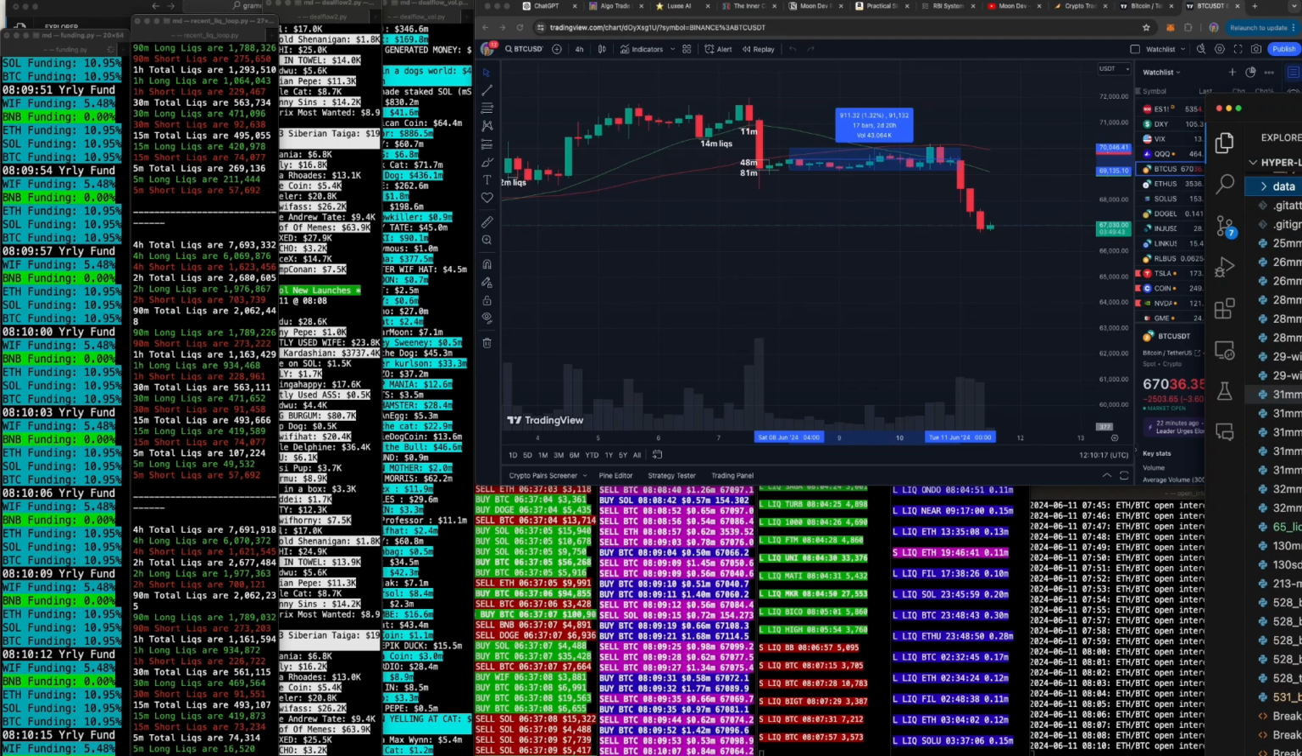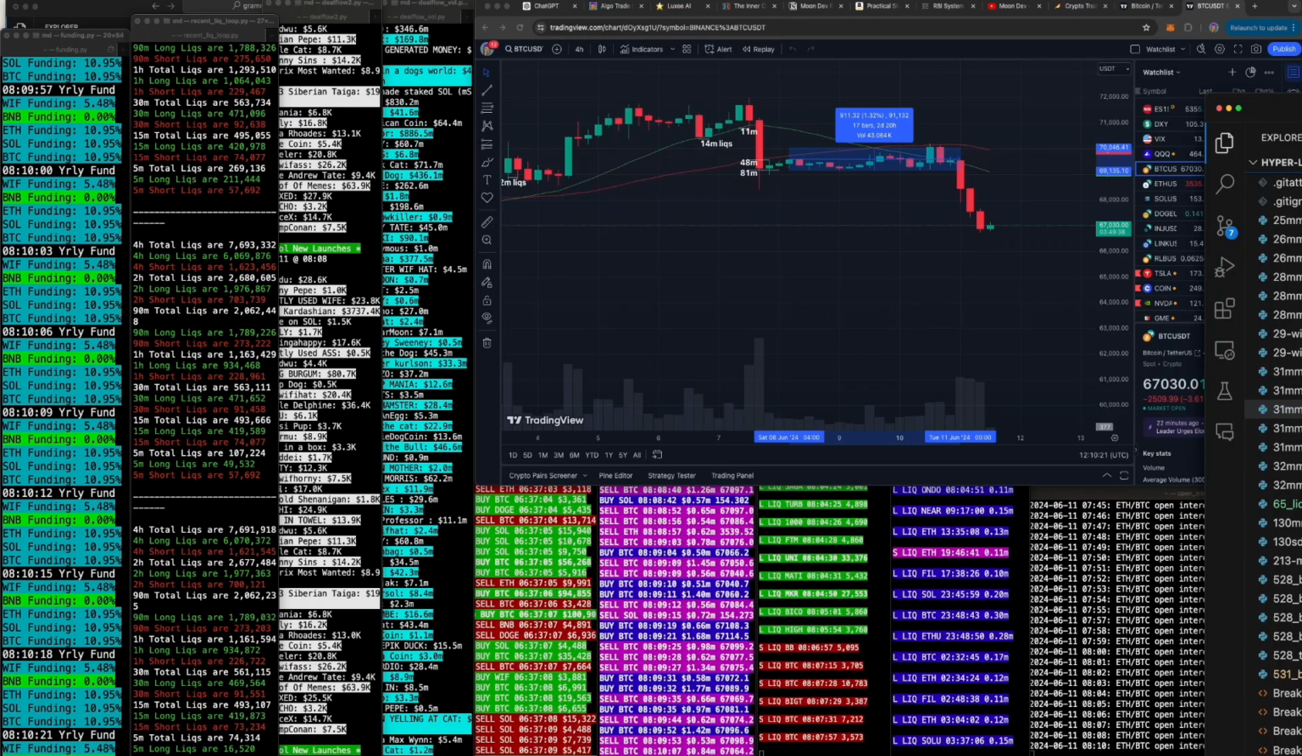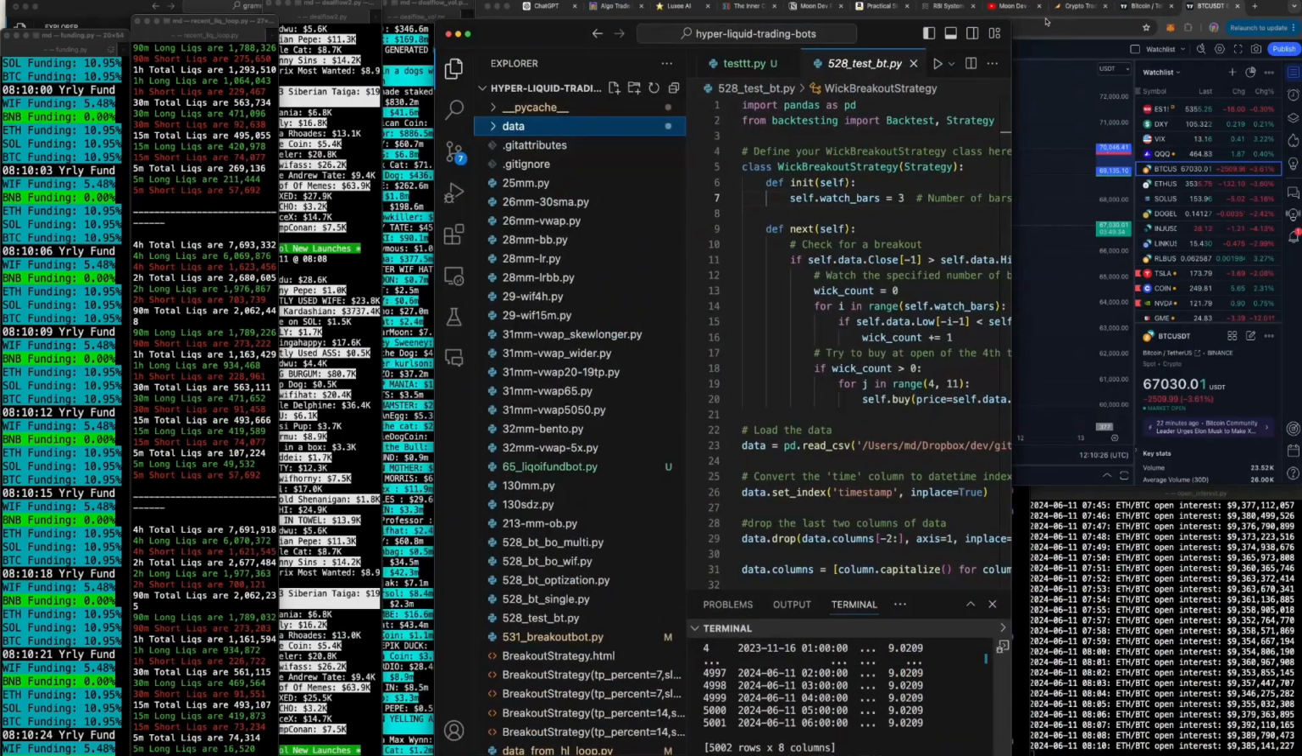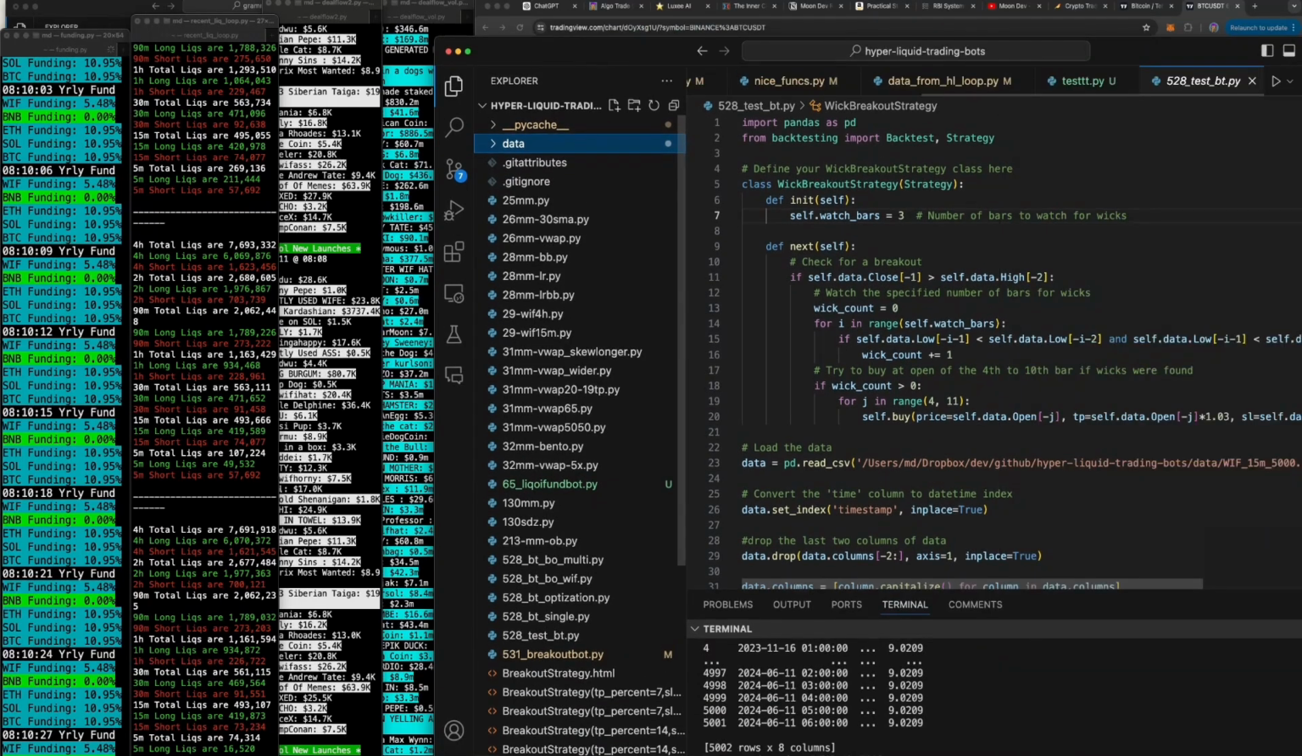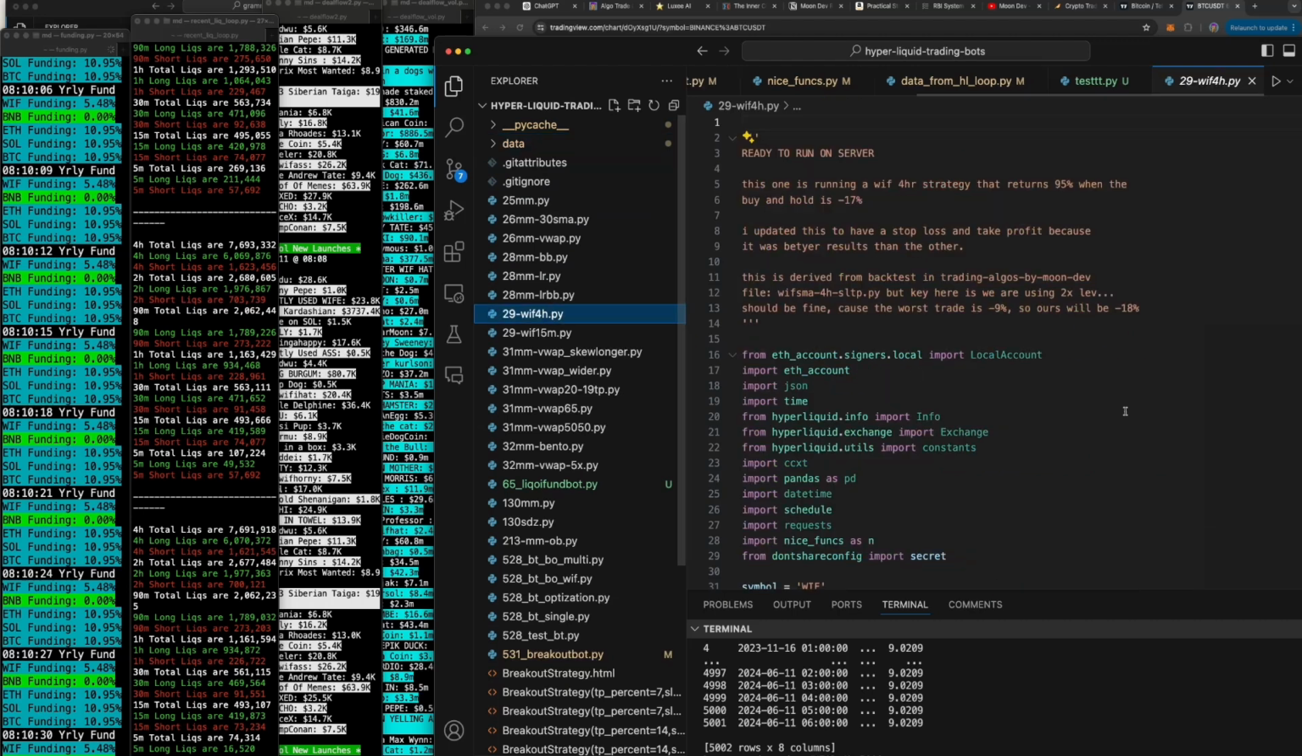Why, my guy? Because I want to see how it does now. Okay, sick. Here we go. Here's a backtest of something. This isn't a backtest, but here's the 4 hour.